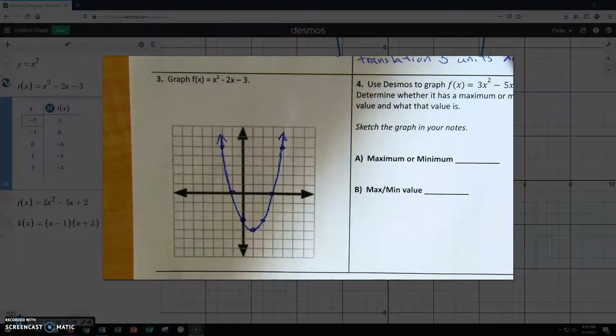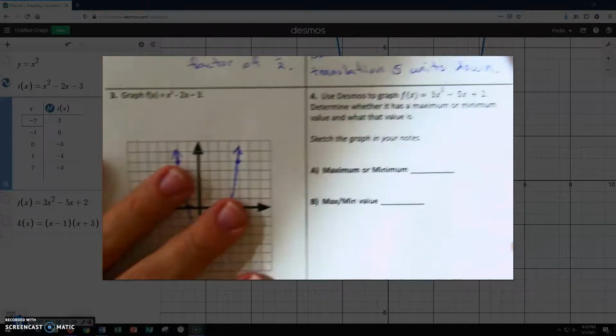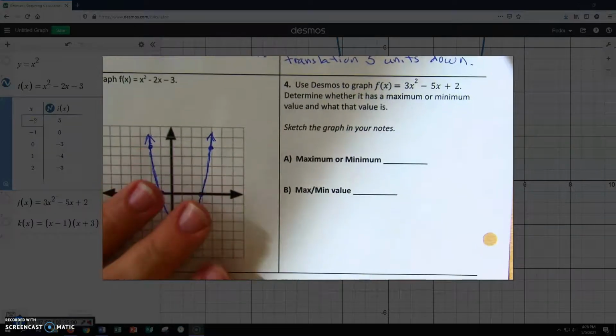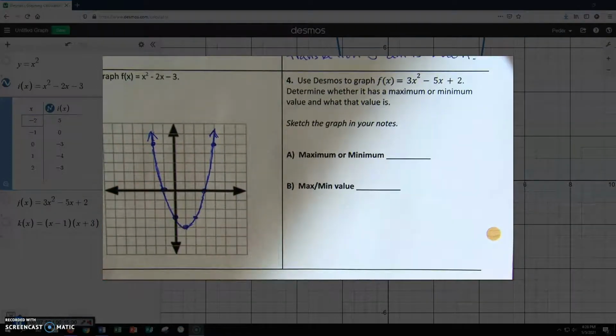So moving to number 4, as you can see from the directions, it says we're going to graph another function, and this time we're going to determine whether it has a maximum or minimum value and what that value is. So first off, let's take a look at this.